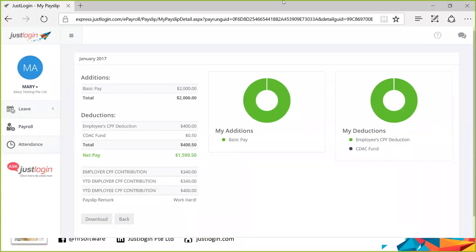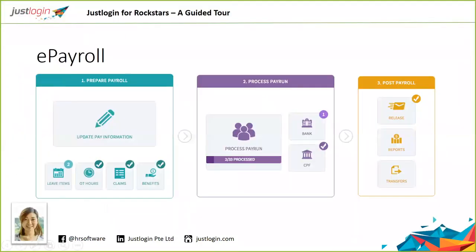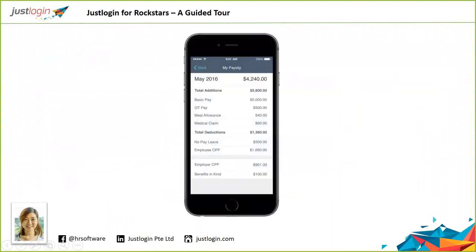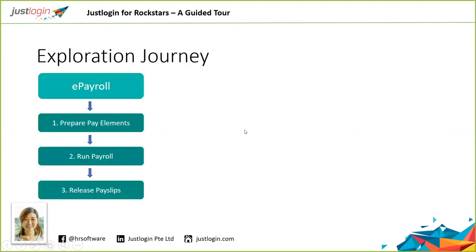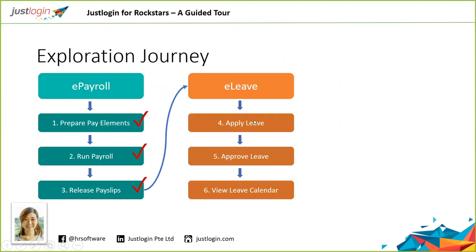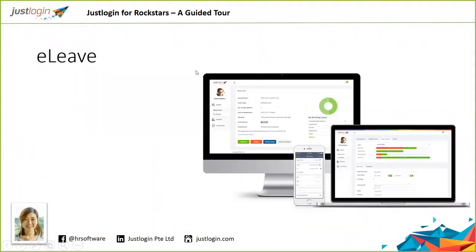So let's go to the slides again. Now we have finished with the payroll. This is also the payslip that you can see on your mobile apps. So now let's move on to the leave management system. We'll be going through these 3 tabs. Let me briefly introduce some of our features in the eLeave.